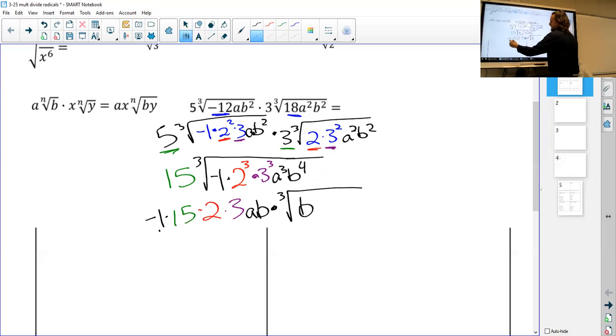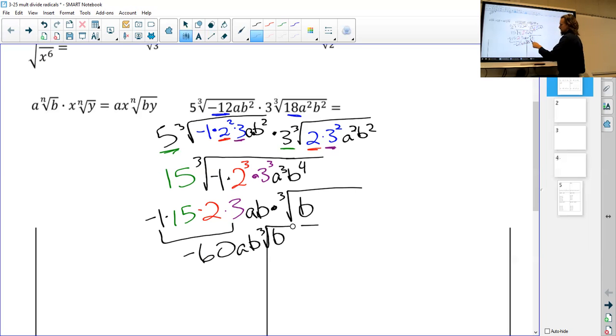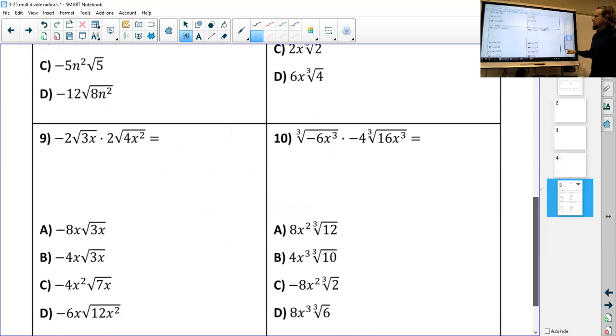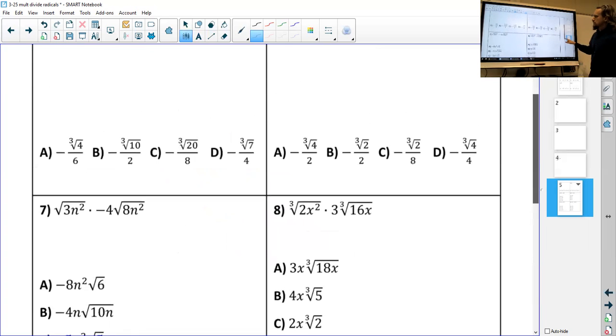Okay. Then I take all my numbers here, multiply them together. So 1 times 15 times 2 times 3 is negative 90. A B times the cube root of B. Not sure why I keep making that so big. And there's our answer, which was a lot more work than it might have needed to be. So, yeah, let's actually do one more of those so you can see a little bit easier version of this. So let me go ahead to, let's do one of the easy ones here.